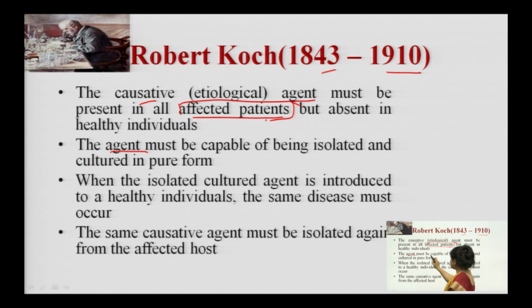So, the agent must be capable of being isolated, and he tried to find out that we must be able to isolate that particular causative agent from the blood sample of that patient. He found the techniques of isolation, by which we can isolate those species from the culture or from the blood samples of that particular patient, and that agent must be capable of being isolated and cultured in pure form. I have already told you that pure form means a single creature, a single species, a single causative agent must be there.